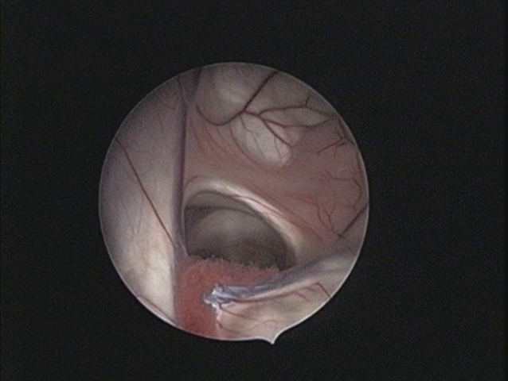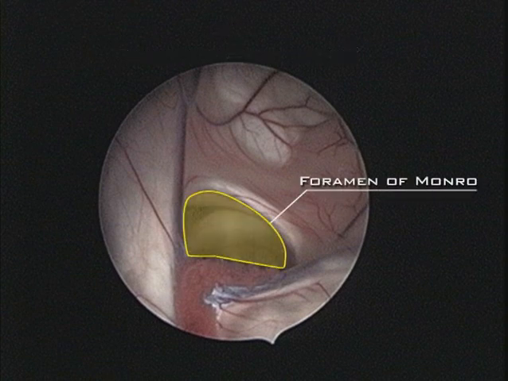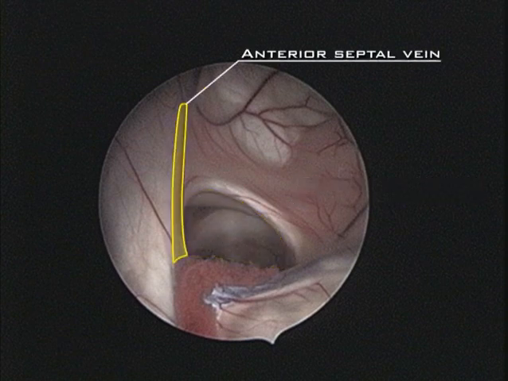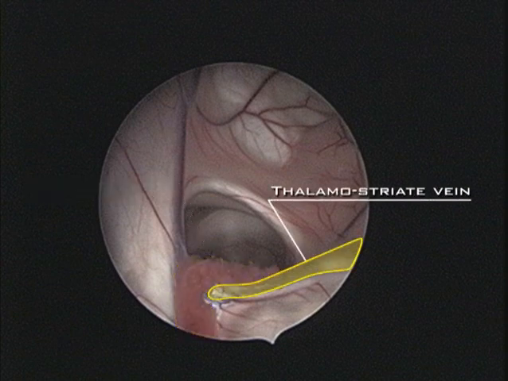Here we see the endoscopic view at 30 degrees, directed anteriorly to the right lateral ventricle. The foramen of Monro is easily identifiable, bounded medially by the anterior septal vein, posteriorly by the terminus of the choroid plexus, and laterally by the thalamostriate vein.